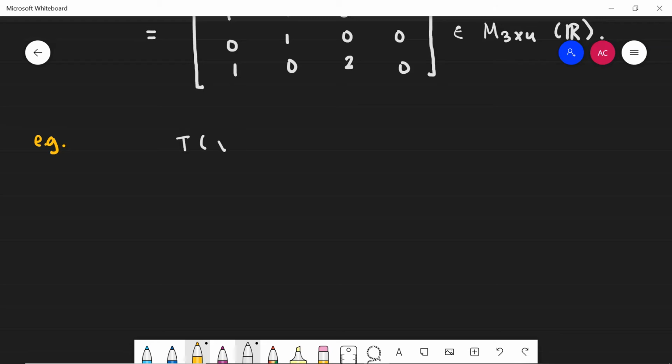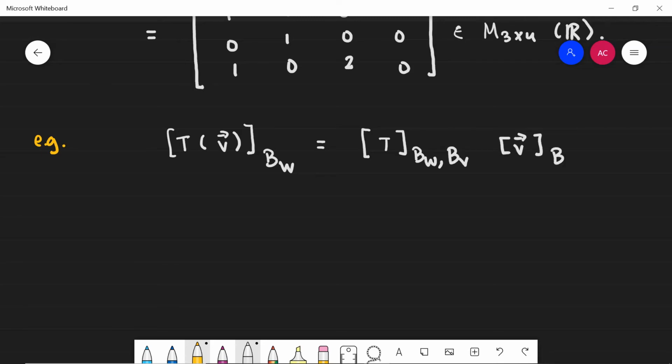It says if I take T and apply it to any vector, and I look at that output vector with respect to my basis for W, because v is a vector in V, T of v is a vector in W, so I have to look with respect to my basis for W. This is supposed to be equal to the product of this matrix, which is what we're calling the matrix representation, with the coordinate vector of v, but with respect to the basis for V. Okay, so let's actually check to see that this holds.